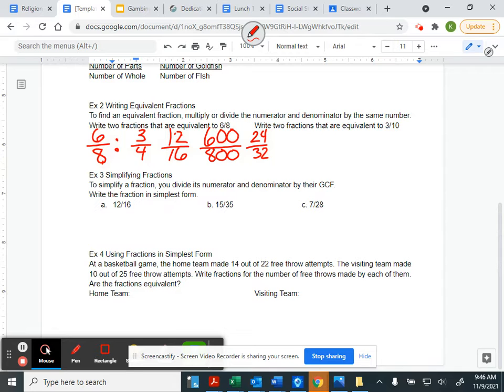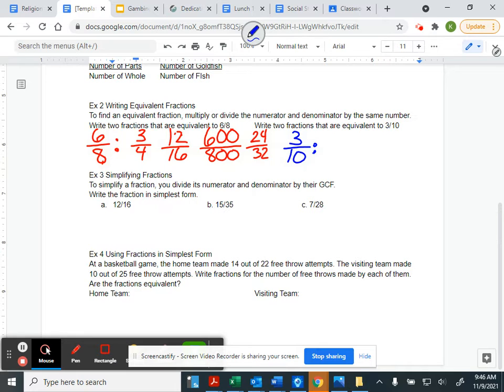Let's look at our next one. 3/10. Let's do this one in a different color. What are equivalent fractions to 3/10? Nolan, do you have one? One that's equivalent to 3/10.